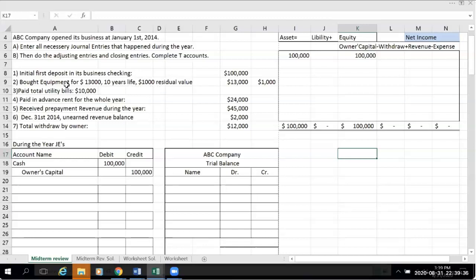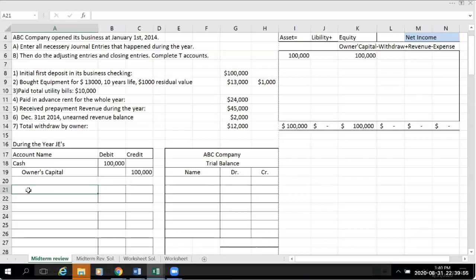However, the equipment, you purchased it today for $13,000. It doesn't say you borrow anything. So since there is no borrowing discussion here, that means we paid for it, okay? Again, just to keep it simple. So here we go.